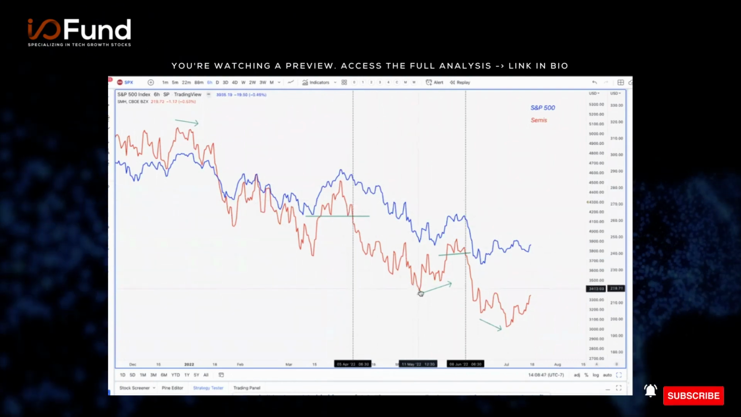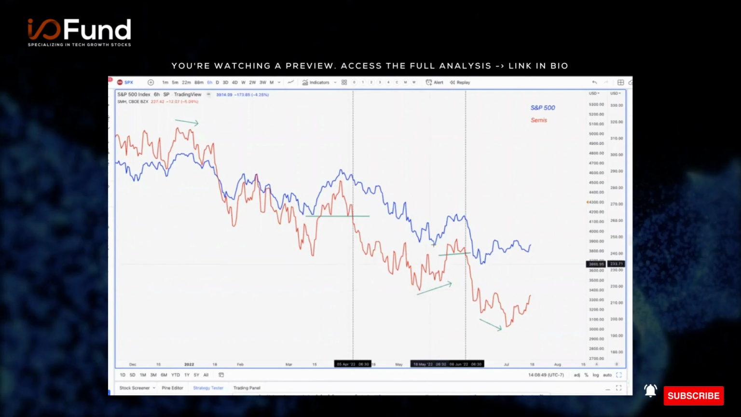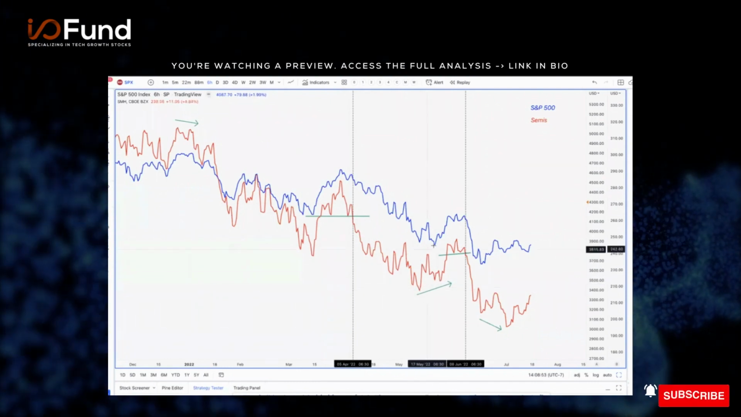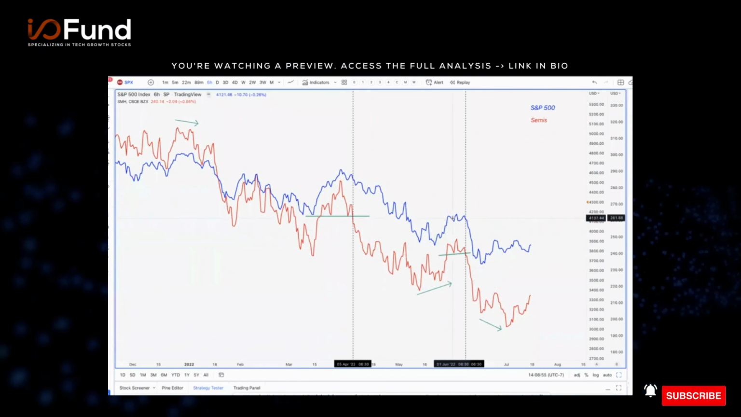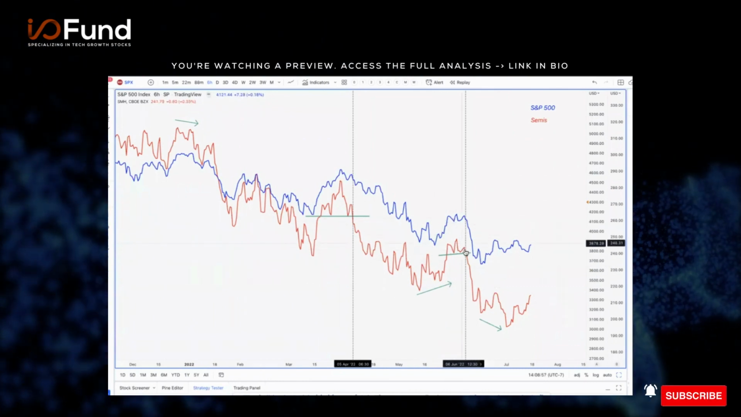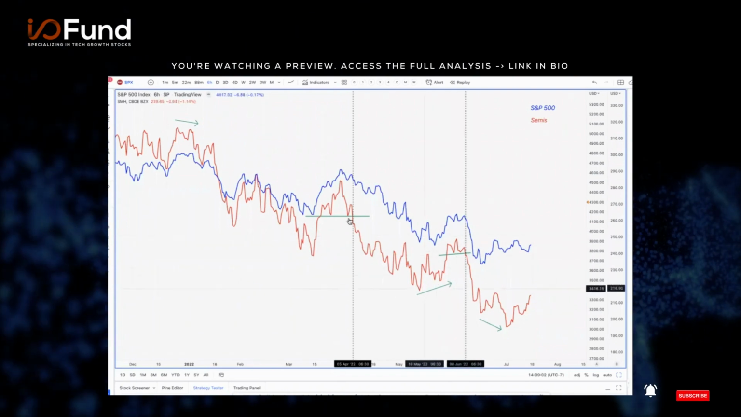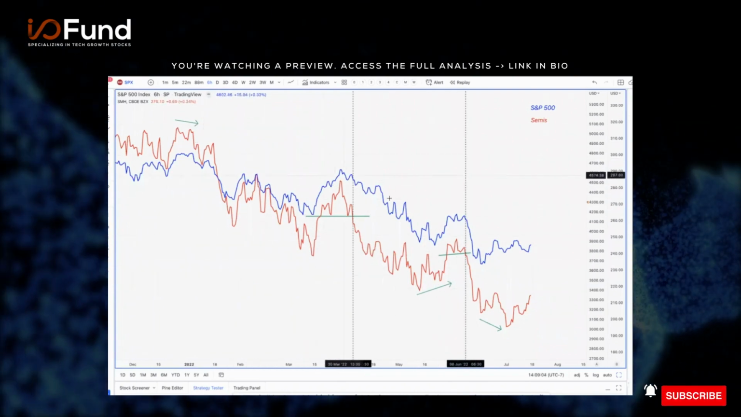Then look at this right here. Semis bottomed on May 12th. The S&P bottomed on May 20th. So semis bottomed first on this push forward. And we had a similar situation where semis broke down one day before the S&P 500. So far, it's been leading almost every move in this bear market.